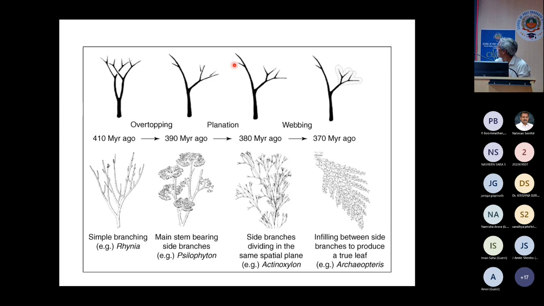And after the planation has happened in this branch, you can put some soft, nice tissue in between and connect them. You got a leaf, isn't it? Because if you put some nice soft tissue here, it'll look like a leaf. So the leaf originated actually from the stem, an entire branch. And even today you can still see that within the leaf there are branches and stem-like structures, which is actually vasculature. And for each of these steps, there is fossil evidence that the leaf in fact originated like that, right?